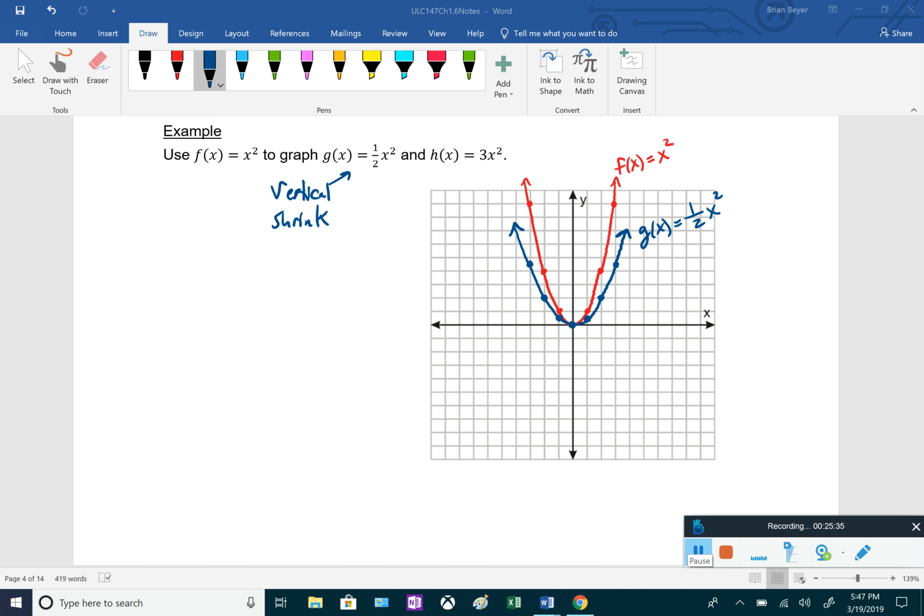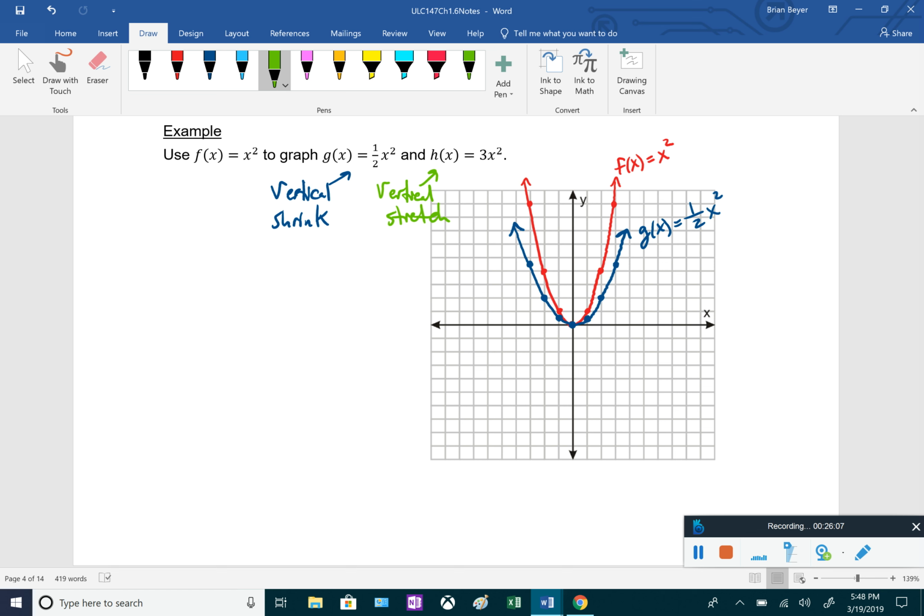So that blue curve is 1/2 x squared. You can see how it gets closer to the x-axis. So next let's do h of x. So h of x is going to be 3x squared. The 3 value out front is greater than 1. That means it's going to be a vertical stretch. So that means it's going to move farther away from the x-axis. So we're going to multiply each y coordinate by 3.